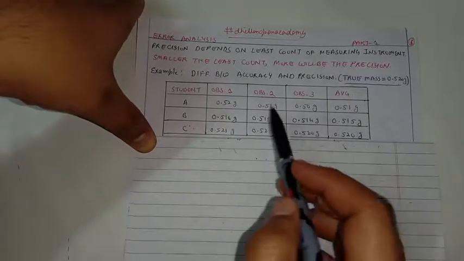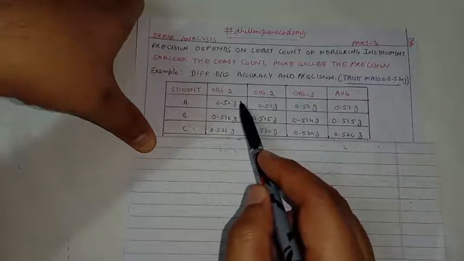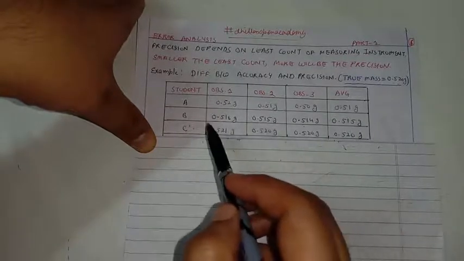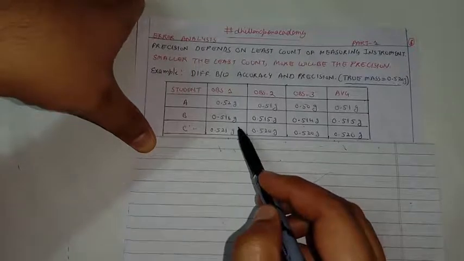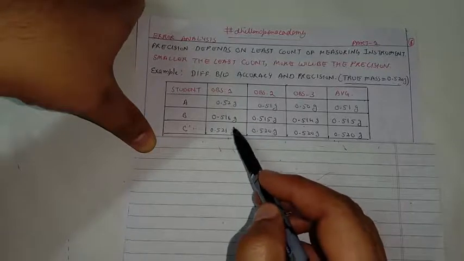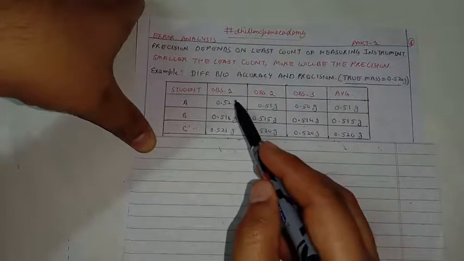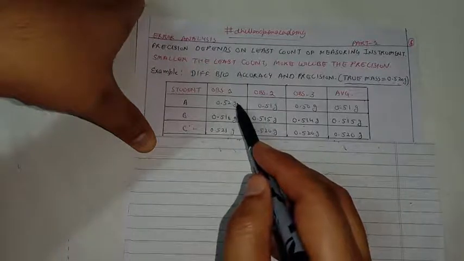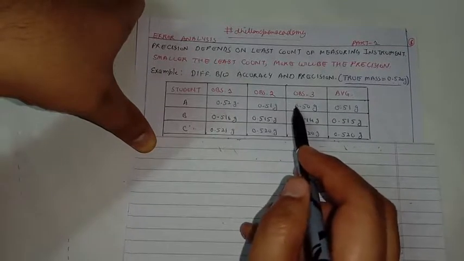That means the accuracy of student A is only up to 1/100th of a place, while that of student B and C is up to 1/1000th of a place. So student B and C are using a measuring instrument which has a least count expressible up to third decimal place, but student A is doing it only up to second decimal place. This means that the values observed by student A are not precise. Although they are very close to each other, they are not precise.